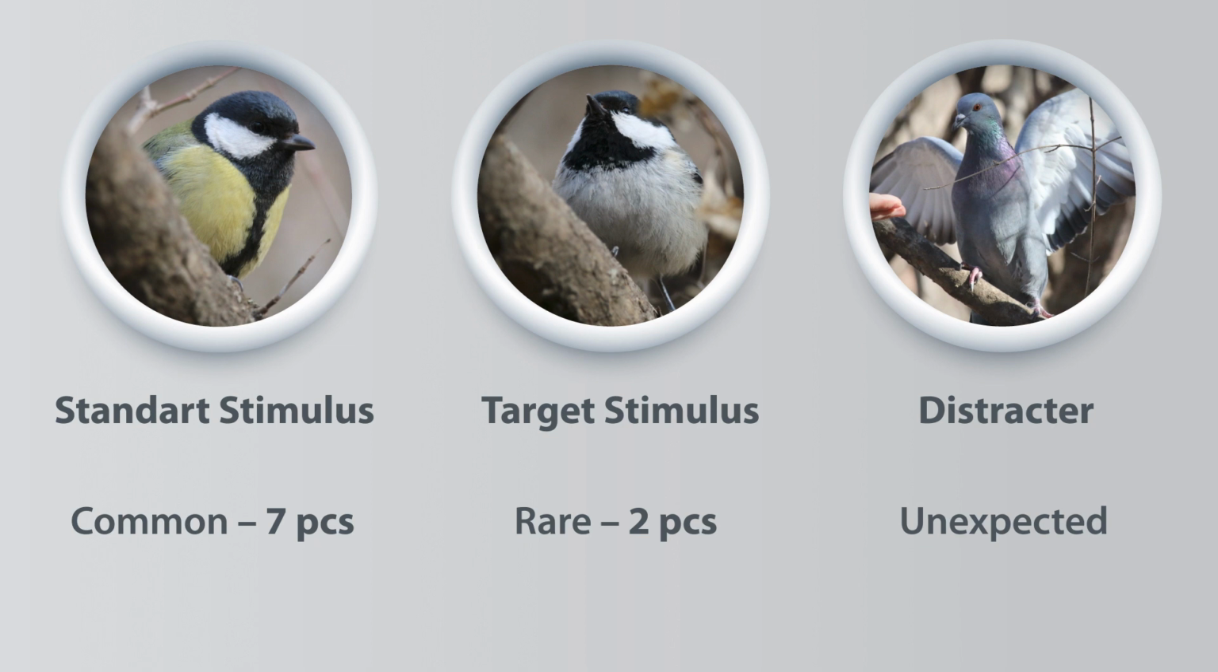A coal tit flew in twice. This was the target stimulus, a rare target stimulus that required you to press the camera button. And once a pigeon flew in, which was an entirely unexpected stimulus that was new to you. This stimulus will be referred to as a distractor because it distracts the subject's attention.